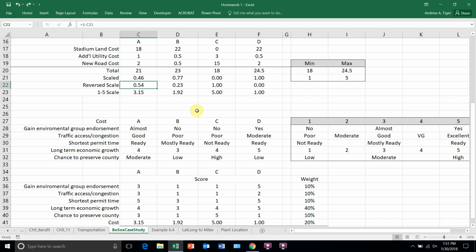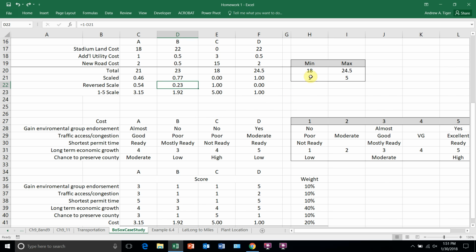So now, because smaller is better, this number, because it's the lowest cost, has a 1. This is the biggest cost, has a 0. And then these are somewhere in the middle, where this one is more expensive, so it's got a smaller scale than this. So that's the best one, that's the worst, this is the second best, this is the third best.